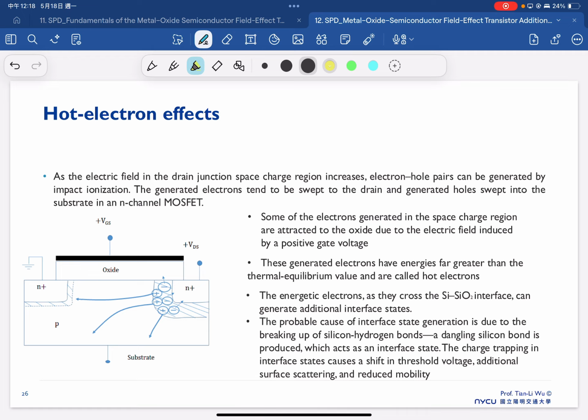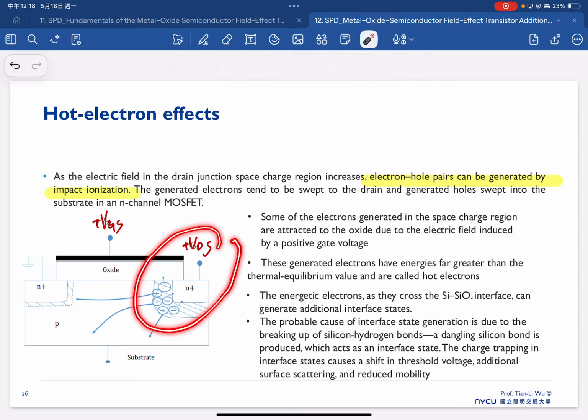The last non-ideal effect is what we call the hot electron effect. As the electric field in the drain junction space charge region increases, we start to see electron-hole pairs generated by impact ionization. This is the condition where we have VGS but also VDS at the same time. Once we give a large VDS, it is possible to have impact ionization in this region.